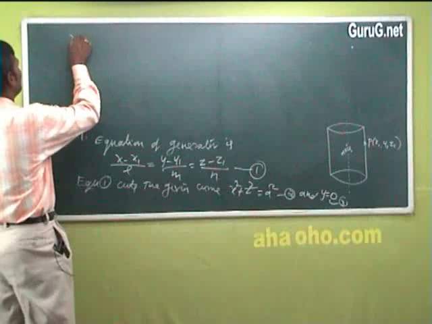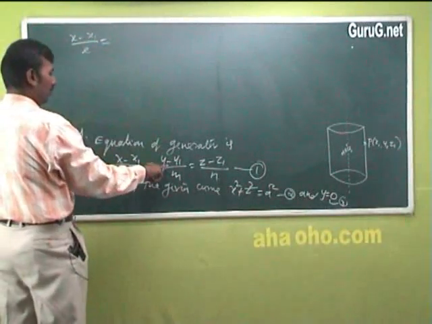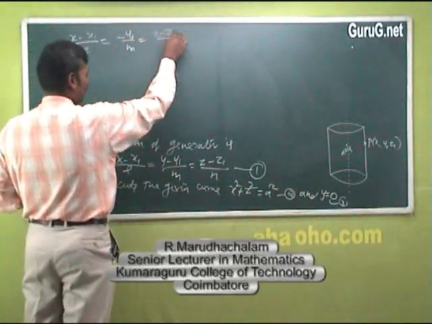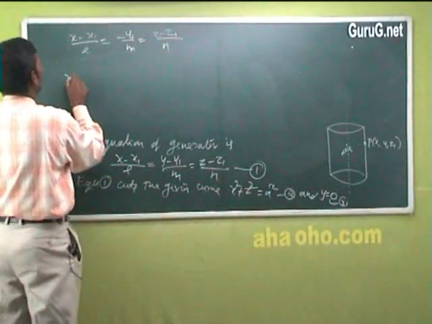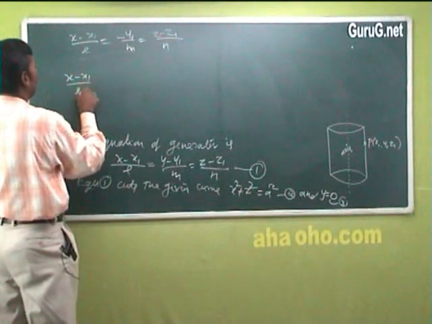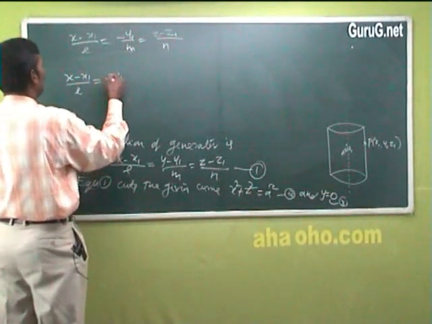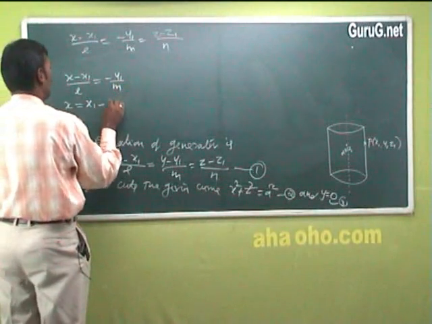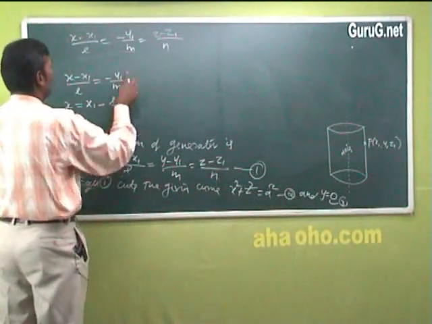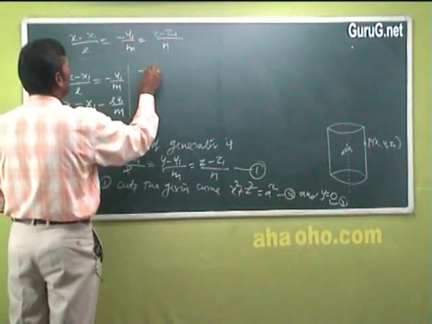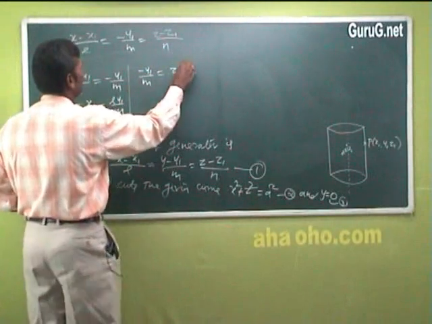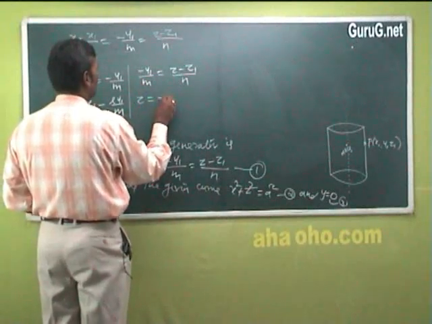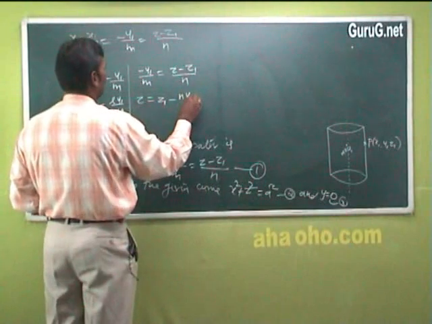What will we get? (x minus x1) by L equal to, y is 0, so minus y1 by M, equal to (z minus z1) by N. We take these two: (x minus x1) by L equal to minus y1 by M. We cross multiply, so x equal to x1 minus L y1 by M. And compare these two: minus y1 by M equal to (z minus z1) by N. We cross multiply, so z equal to z1 minus N y1 by M.